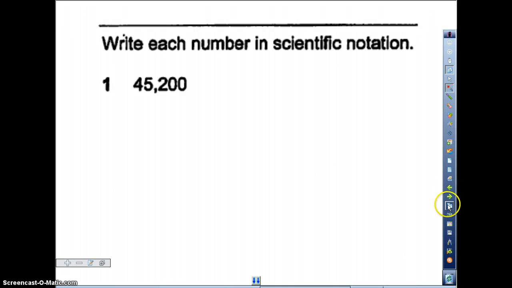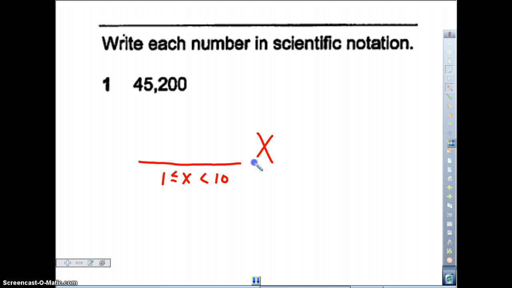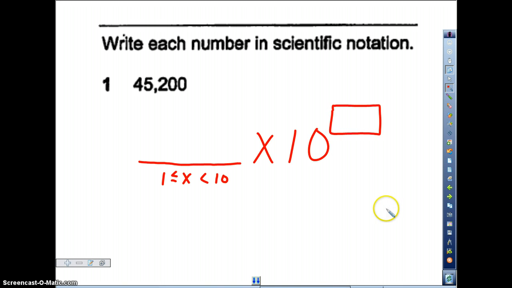Okay, the first one, it says write each number in scientific notation. Okay, well, I know scientific notation looks like this. There's a number out here, this number here, let's call it x for now. It's greater than or equal to 1, but at the same time, it's got to be less than 10. That's the rule, okay? Times a power of 10, where your exponent here is either positive or negative. If the number is a big number, bigger than 0, it's positive. If it's less than 1 but bigger than 0, if it's a decimal, it's a negative number. Well, this one is a big number, so the exponent's positive.